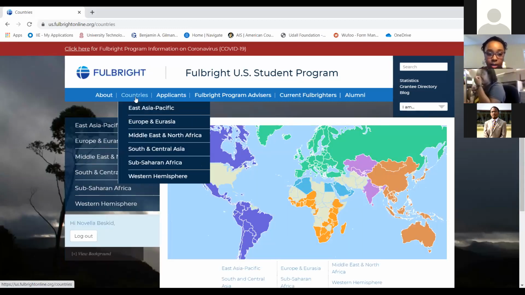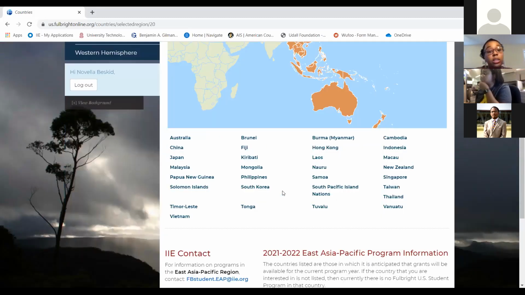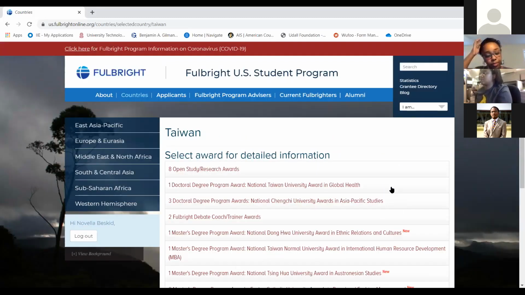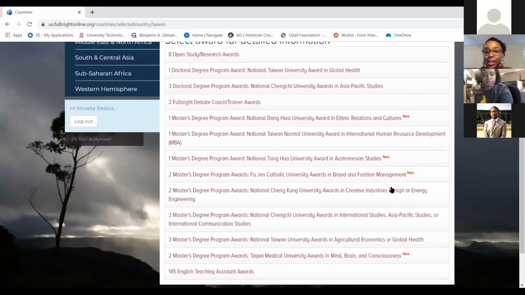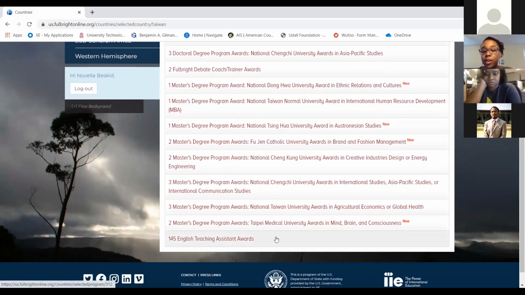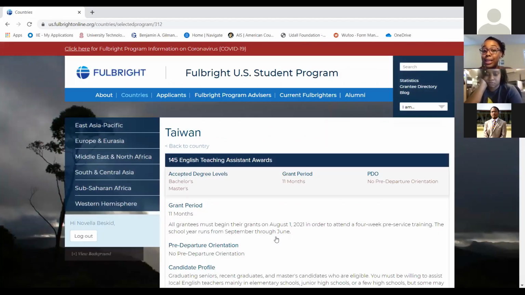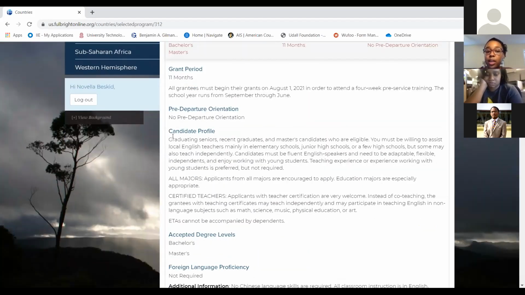This is important. When you're going through, you want to look at the country description, like I said. So let's look at East Asia, because that's my place. Let's look at Taiwan, and look at all these different grants that they have. They've got a ton because Taiwan's like, we want people to come here. They've dedicated lots of their taxpayers' dollars for this Fulbright program. And here at the bottom, they have 145 ETA positions. That's a lot.